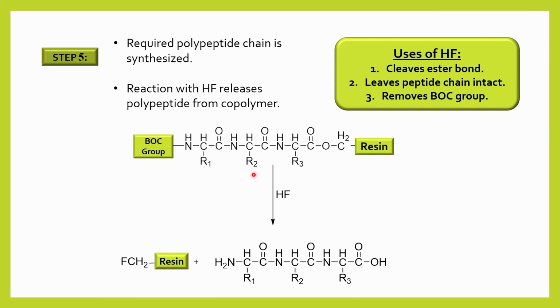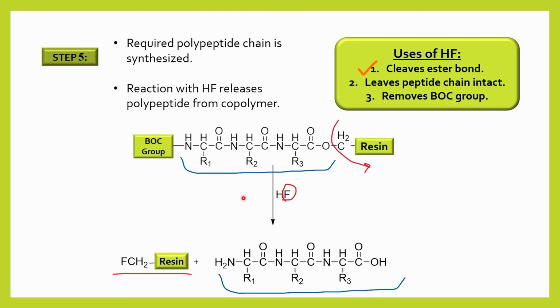Now, as I told in earlier slides, when we make our peptide, we would want to remove the protecting group and the resin also in this case. All these tasks are done by a single reagent called HF. So as we can see, it has many uses. First of all, it cleaves the ester bond, and thus removes the resin from the C-terminal of our peptide chain. Second, it leaves the peptide chain intact, like it would not disrupt or break the bonds of our newly formed peptide chain. And third, it removes the Boc group, that is the protecting group applied on the N-terminal, with ease.